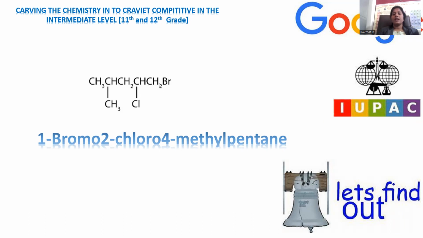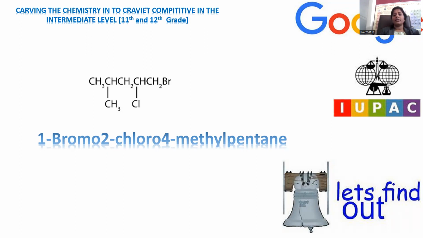Okay, and the longest chain is taken as the parent chain, and we have to decide which direction to start numbering. Two possibilities we have; either from the right or the left side you can start. If you start from the left side, the substituent is found at the second carbon. If you start from the right hand side, the substituent is on carbon number 1. So obviously numbering will start from the right hand side. If you start numbering over here, the first carbon is with bromo, the second carbon is with chloro, the third carbon is CH2, the fourth carbon has the methyl substituent, and then the fifth carbon, so it is a length of 5 carbons.